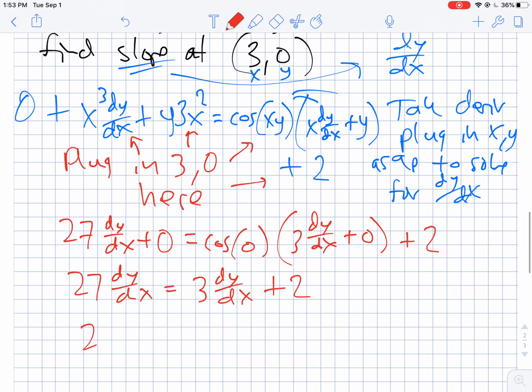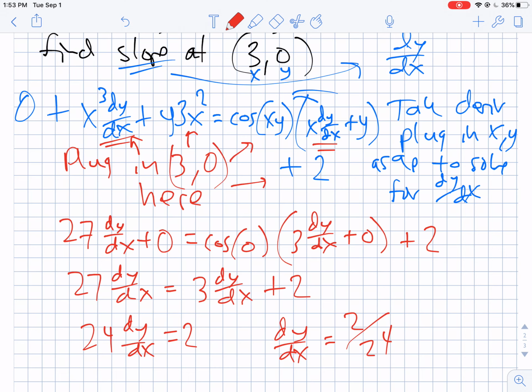And then we get 24 dy dx equals 2, so we can divide that out. So your dy dx is 2 divided by 24. Now, this obviously is a hideous problem, and if you wanted to solve for the dy dx, you could, and you get the same answer, but it's a lot easier to just recognize it right away: if they give you the x and y value after you take a derivative, you can plug in.